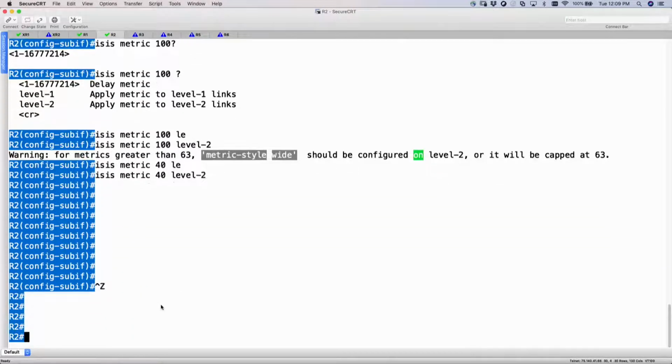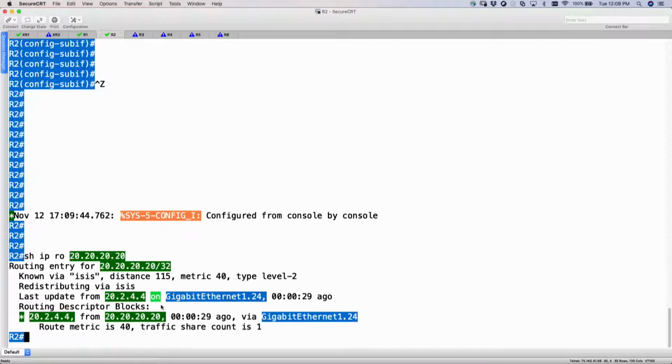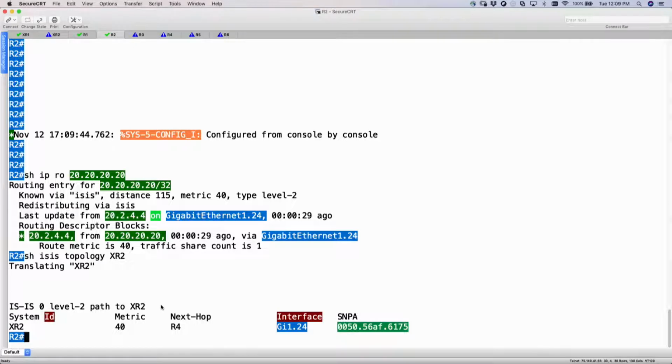The minute I do this, if I go back and look at my routing table, I only have one path now through R4. If I look at my topology to reach XR2, my metric is still 40 through R4. I didn't change the metric towards R4, I only changed the metric towards R3. So my metric basically increased by 30. The default was 10 and I increased it by 30, making it 40, which means that my total metric through R3 should be 70.